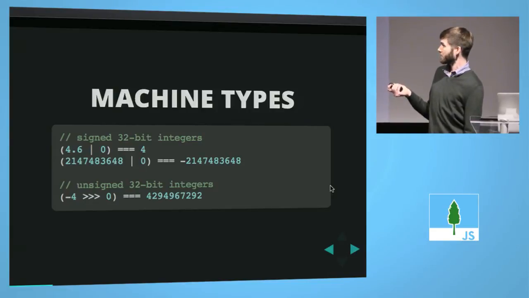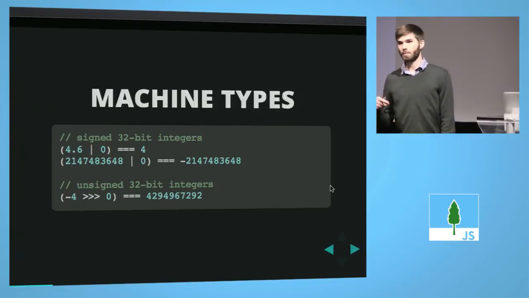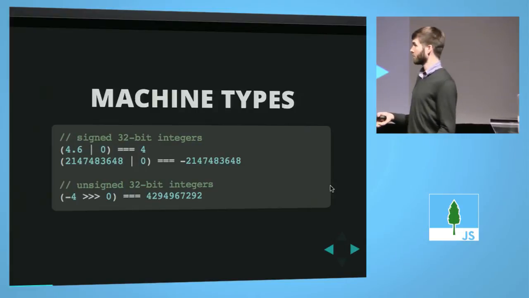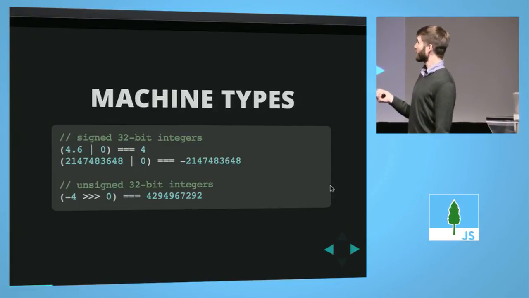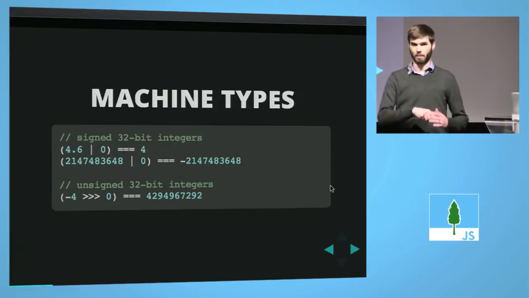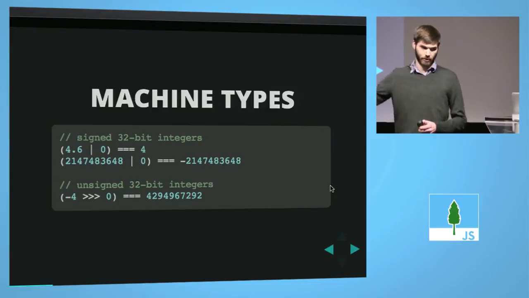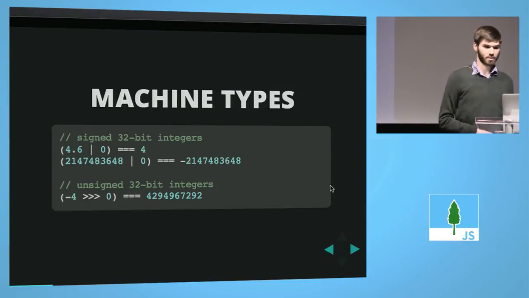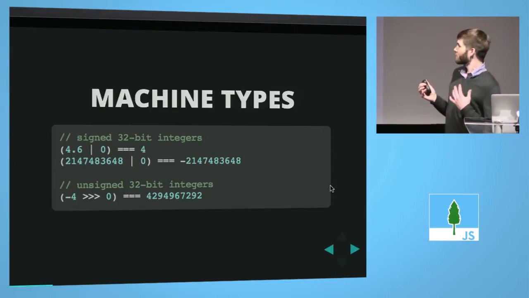So you can see if I pass this large number in, which is one number higher than 32 bits can represent if it's signed, it rolls over and you get back the negative number, which is 1, 0, 0, 0, 0, 0, 1 being the sign bit. So this is weird, right?